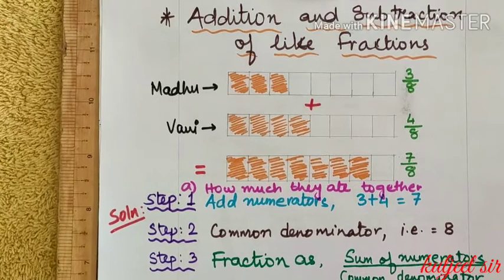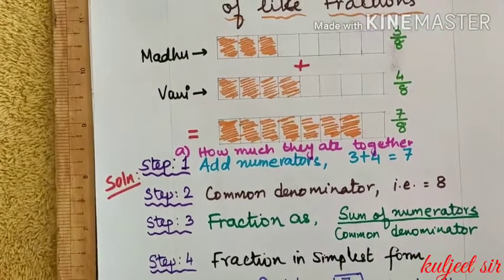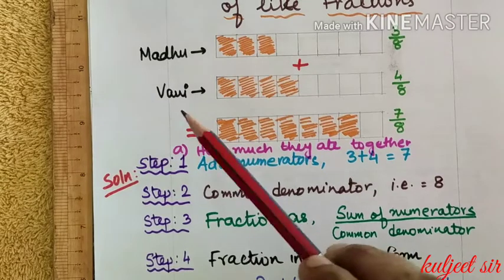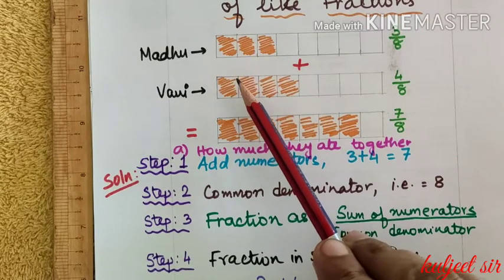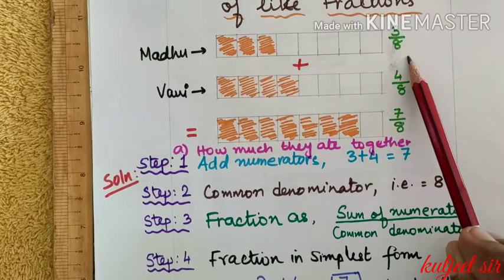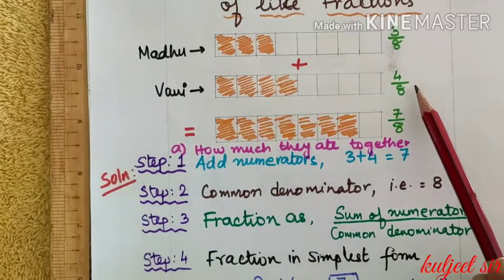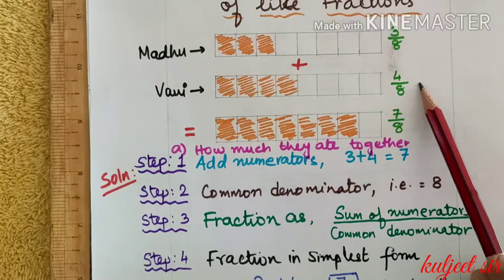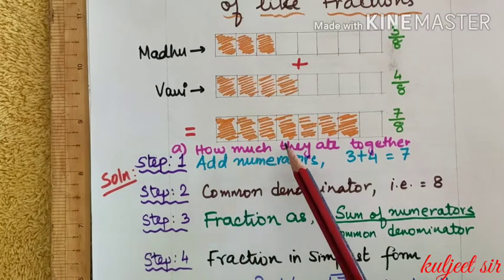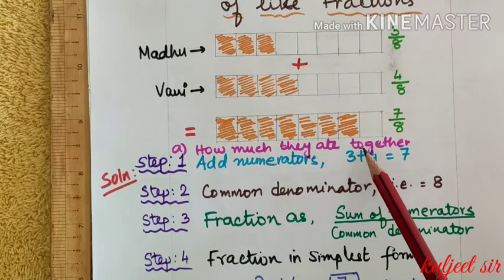We have taken an example, students, of two girls, Madhu and Vani. Madhu, as you can see, has eaten 3/8 of a pizza, whereas another girl, Vani, has eaten 4/8 of a pizza. Then the question is, how much did they eat together?